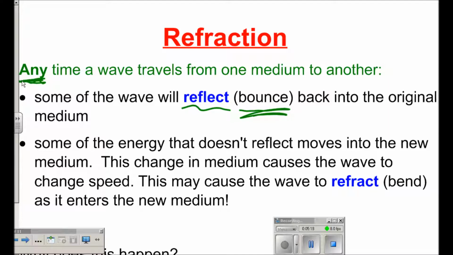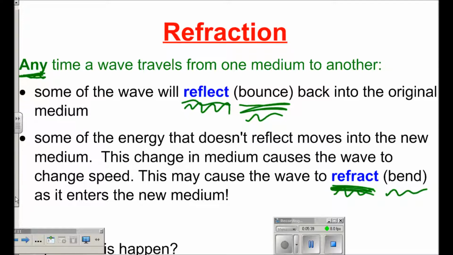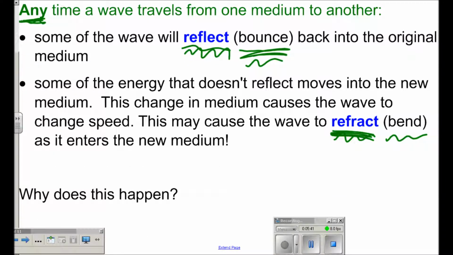This change in medium causes the wave to change speed, and depending on how the wave enters the new medium, it could cause the wave to refract. In the same way that reflect is a fancy word for bounce, refract is a fancy word for bend. So depending on how the light enters the new medium, it could bend, could refract. So we should briefly talk about why this happens.